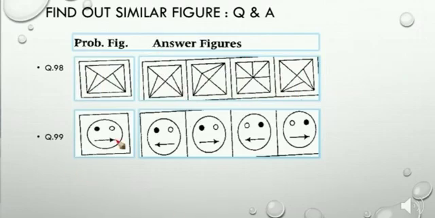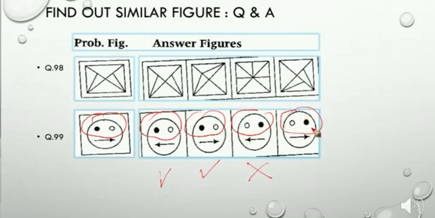Let's go to question number 99. Let's check for this portion. This portion is similar. This portion is similar to the problem figure. This portion is not the same because the dark circle and blank circle are interchanged. In this also, these two geometrical figures, the dark circle and blank circle, are interchanged. So option 1 or 2 could be the correct option. Let's check which one is the correct answer.